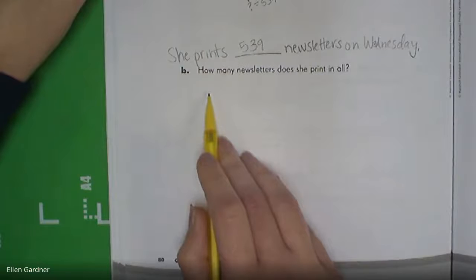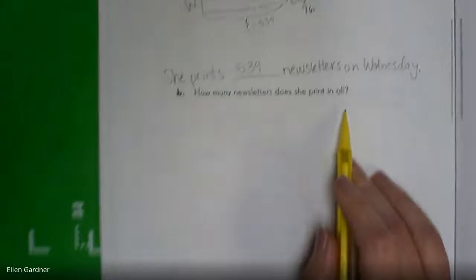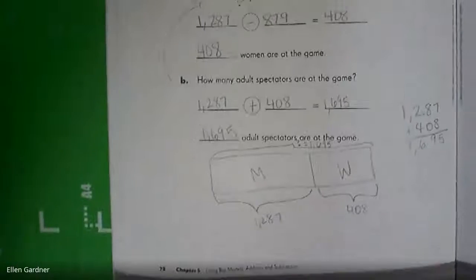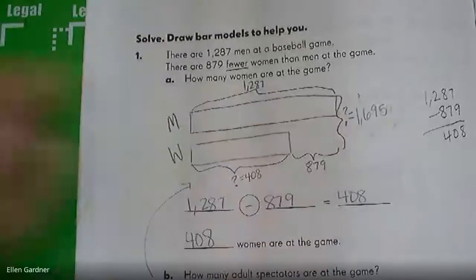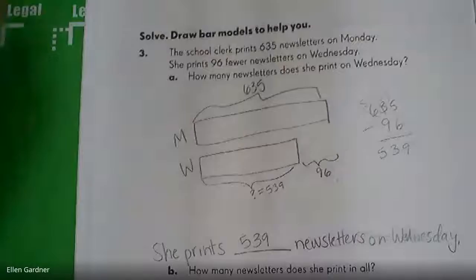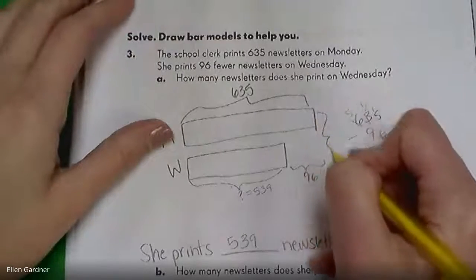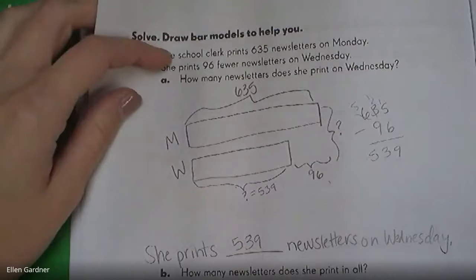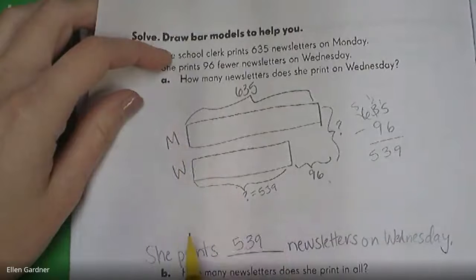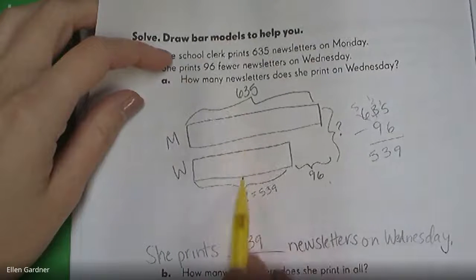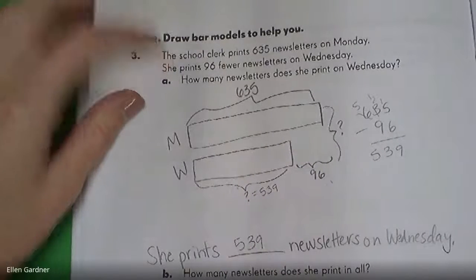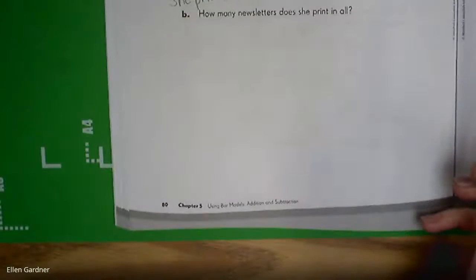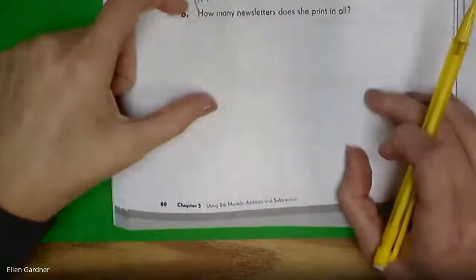Now it says, how many newsletters does she print in all? There's actually two ways to do this, just like we were looking at with the men and women at a baseball game. You can just add a bracket to what we already have in this comparison model. It would go right there, adding together the Monday and Wednesday newsletters. If we add these two amounts, we'll have the answer to part B. But you could also draw a part whole bar model with Monday and Wednesday.